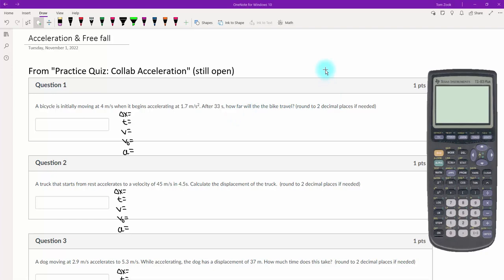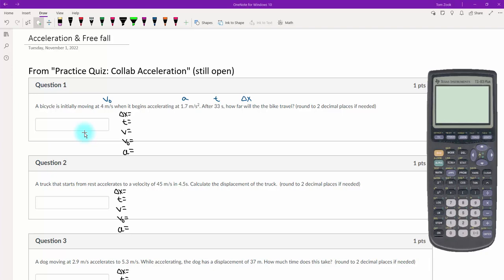But what I recommend is, as you're reading the problem, you should always have a list of the variables ready to go. But it's not a bad idea to go ahead and start labeling things next to the numbers. So a bicycle initially moving at 4, you might say, well, pretty sure that's going to be v0. So you can write that next to it. Accelerating at 1.7, that'd be your a. 33 seconds, that'd be your t. And then it's asking how far, you can write delta x. It's not a bad practice.